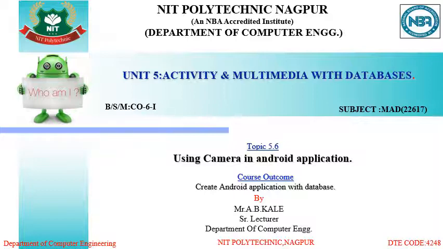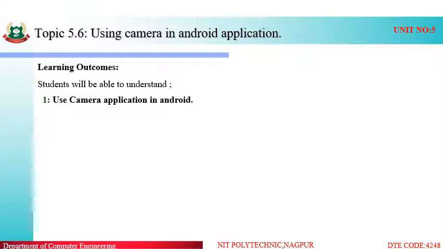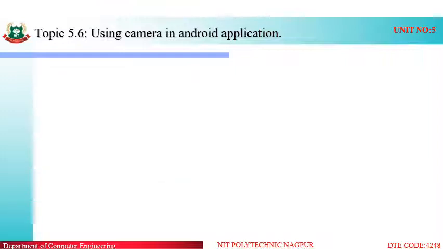We are in the last part of this fifth unit, that is activity and multimedia with databases. So today our topic is to study how to use a camera inside an Android application. The course outcome of this unit is to create Android applications with databases. The learning outcome of this video is how to use the camera application inside our Android application. POs mapped are PO1, 4, 6 and 7.